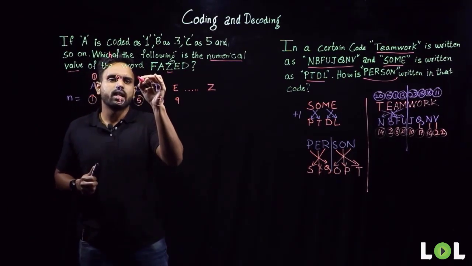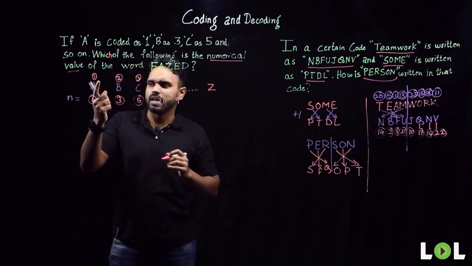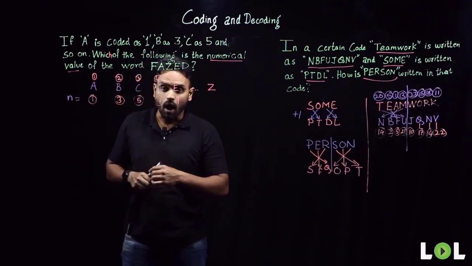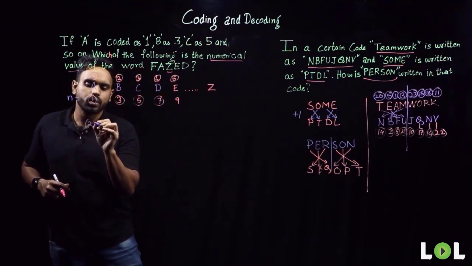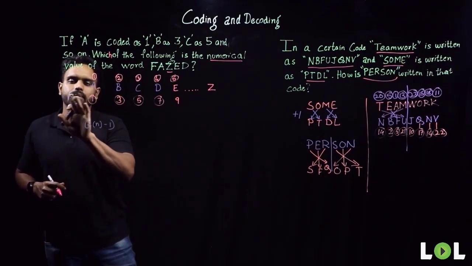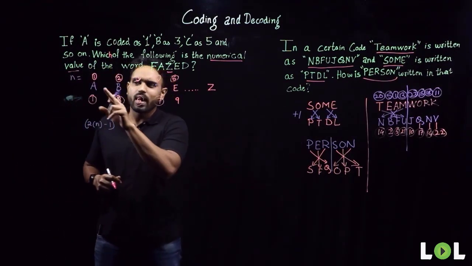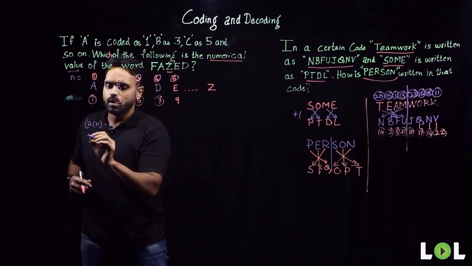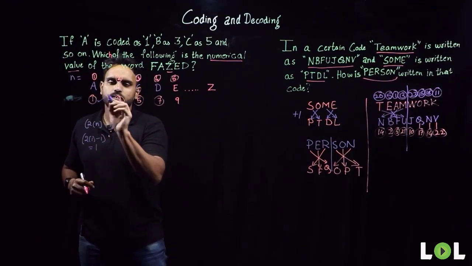The actual place values of A, B and C are these. A stands for 1, B stands for 2, 3, 4. So what is happening here? If you observe carefully, they are in the form 2n minus 1, where n is the place value of my letters. The place value of A is 1. So 2 into 1 minus 1 gives me 1. That is what is written here.